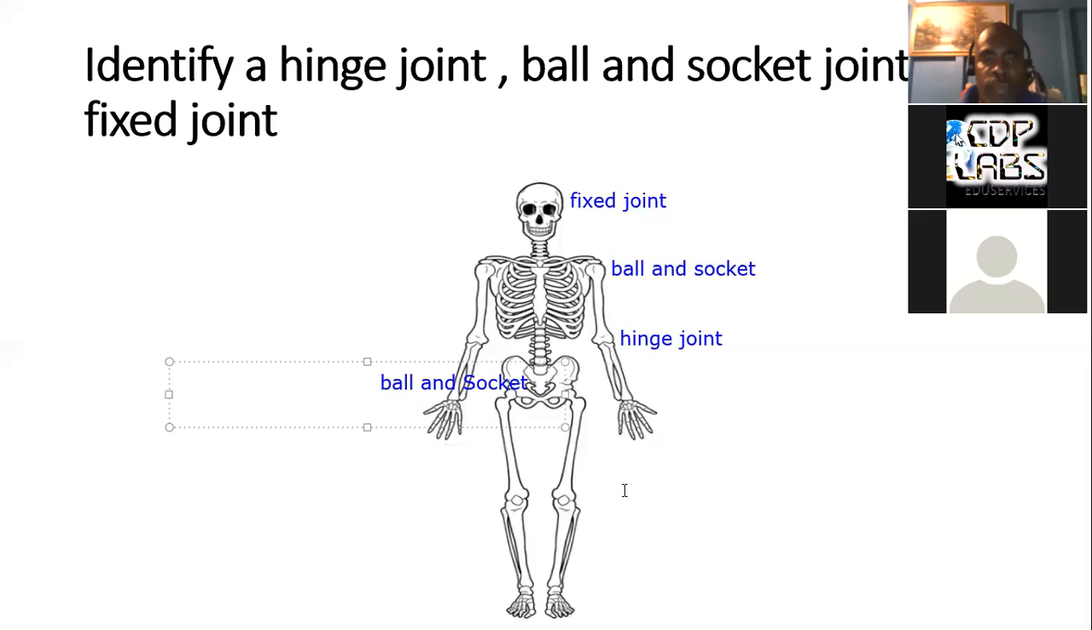All right, I want you now to identify the joint found right where the patella is. What type of joint is right there? Hinge joint. Okay, that's the hinge joint. Very good.